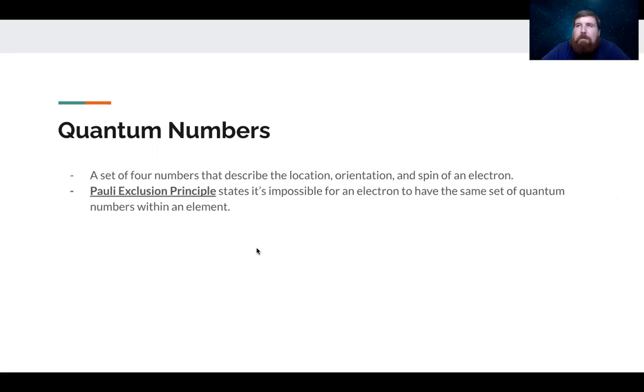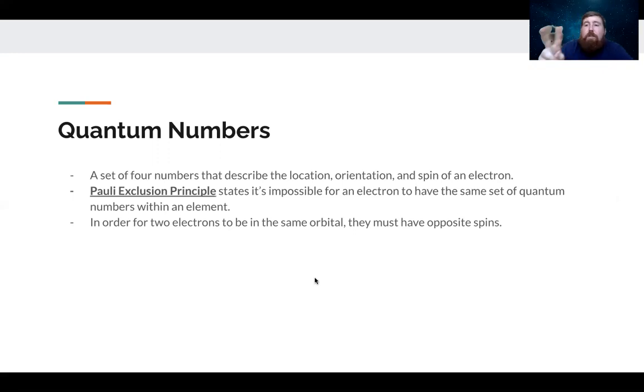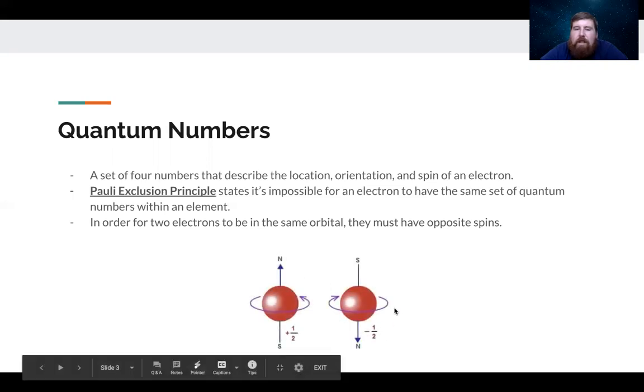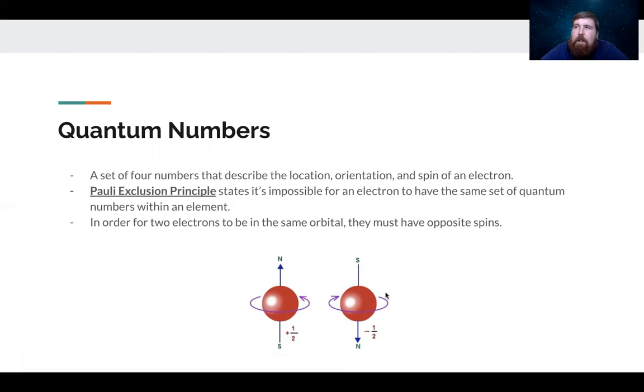This is interesting because it's saying that it's impossible for an electron to behave in the exact same way as another electron. Even if an electron is within the same atom, the same shell and subshell, energy level or sublevel, they would have to have opposite spins. So in order for 2 electrons to be in the same orbital, because we know we can have 2 electrons per orbital, they must have opposite spins. All that really does for us is give us a little bit of magnetic information about the electrons, and that's perfectly fine for our level of chemistry.